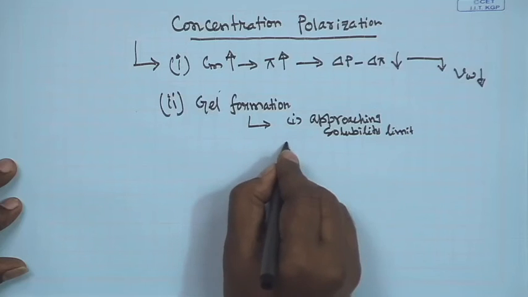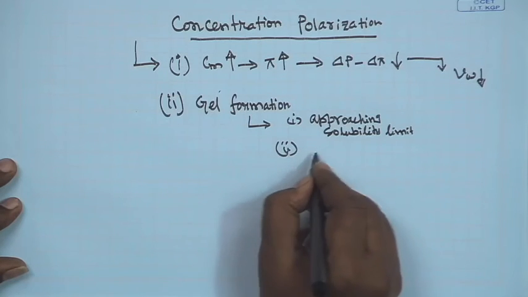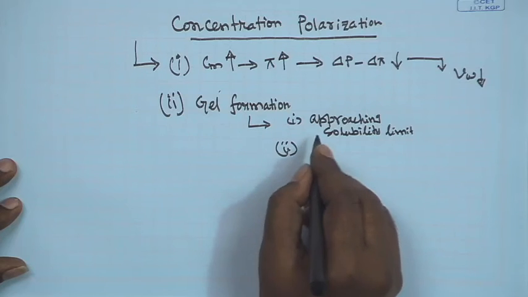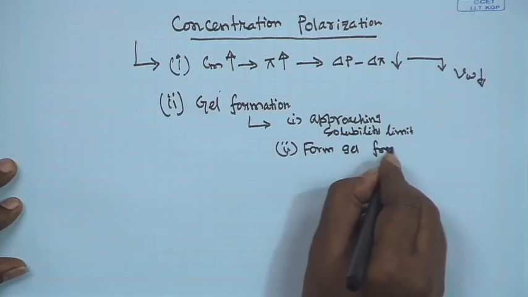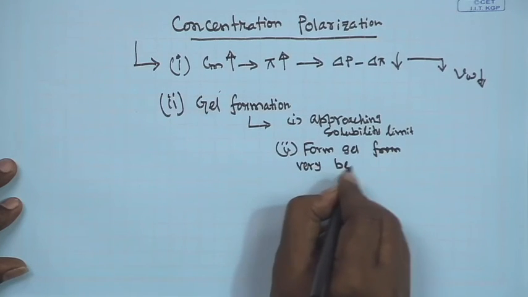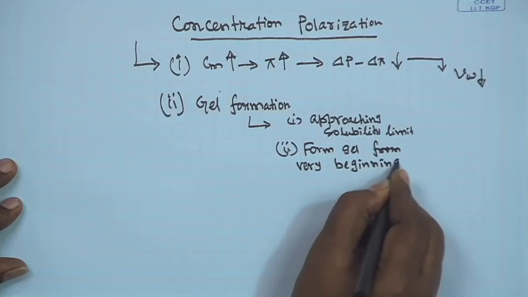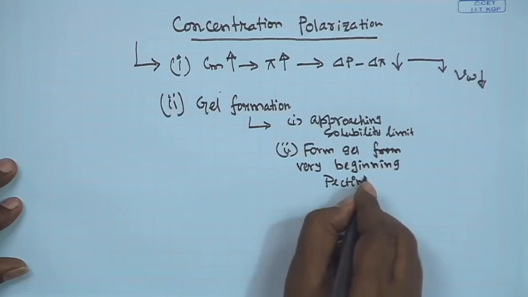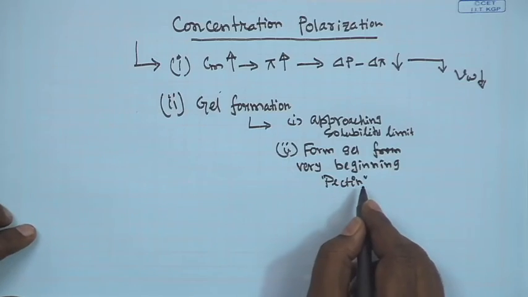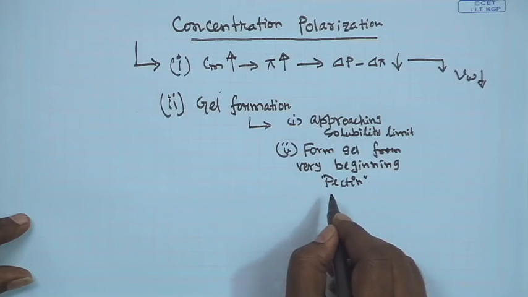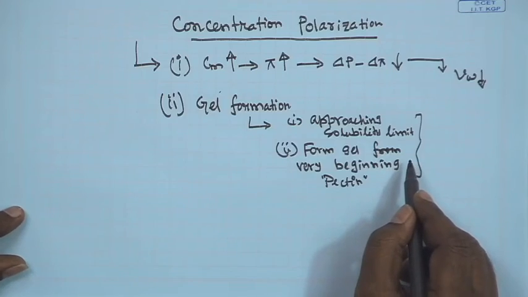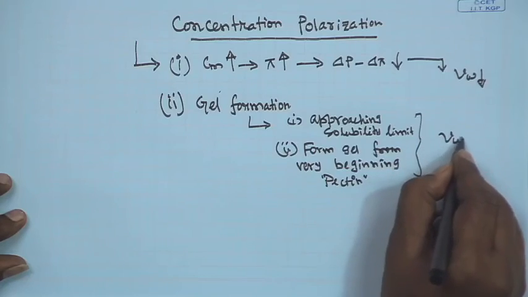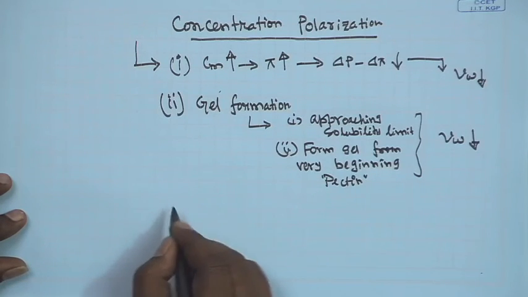And secondly, some solutes which are naturally gel forming materials form gel from the very beginning. For example, pectin. Pectin is a well known gel forming agent, and this particular solute forms a gel from the very beginning of the operation. So, therefore, it forms a very viscous layer over the membrane surface, the resistance increases, so permeate flux goes down.